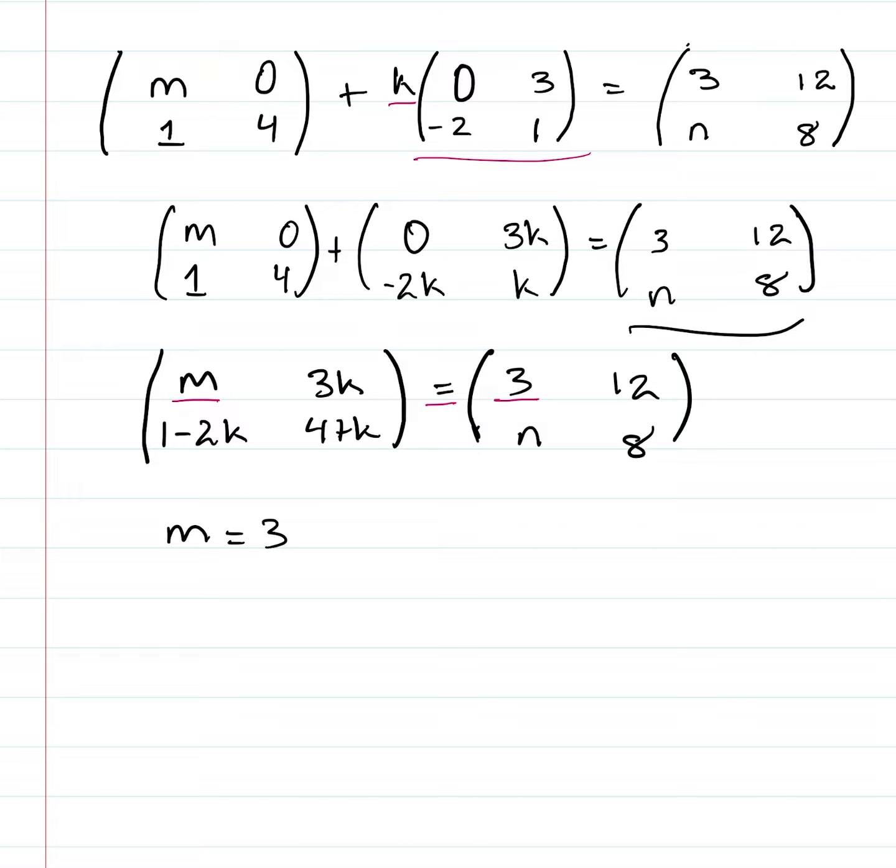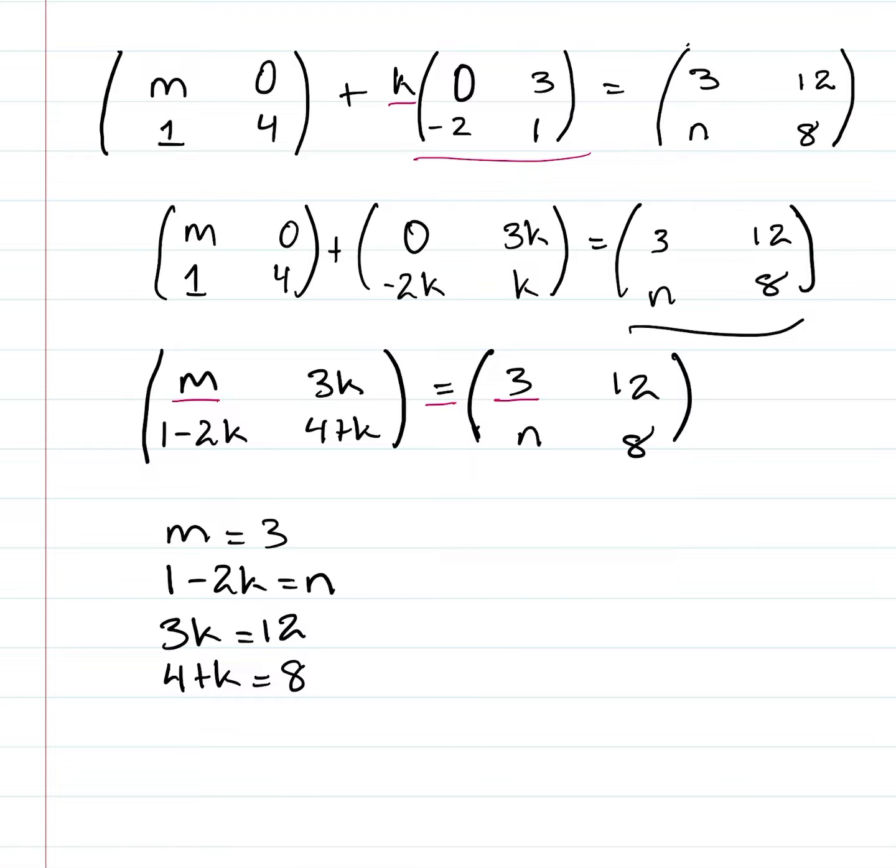So we're going to have 1 minus 2k is equal to n, 3k is equal to 12, and finally 4 plus k is equal to 8. Alright, and so as we can see here, the only answer that we have right now is m, and we have that m is equal to 3. So let's solve for something else.